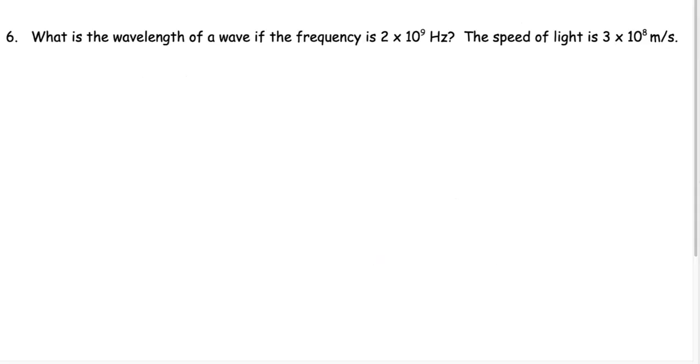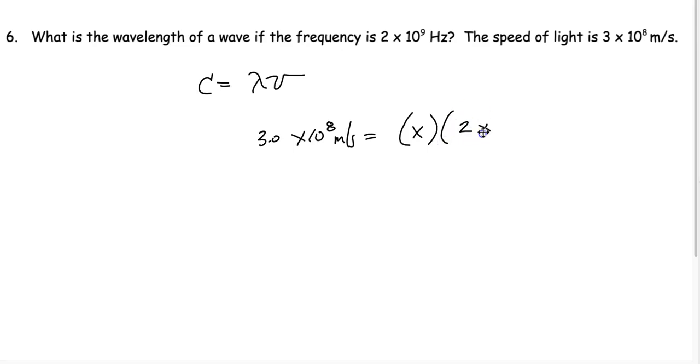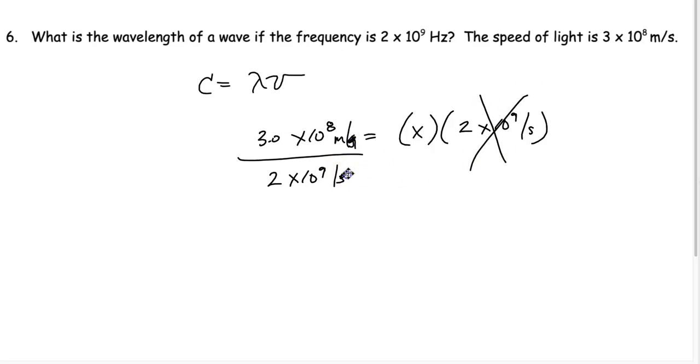Okay, the next one, number 6, same thing, same formula, c equals lambda nu. Okay, and so speed of light still is 3 times 10 to the 8th meters per second. This time I don't know the wavelength, that's fine. Frequency I do know, 2 times 10 to the 9th hertz, which is per second. To solve for x, I'm going to get it by itself. 2 times 10 to the 9th per second. The per second goes away. I'm left with meters, which is fantastic.